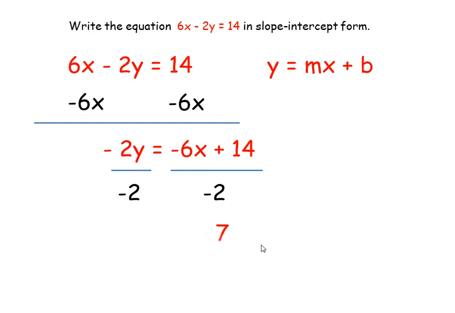Once I do that, we get y, because the negative 2's cancel out. Negative 2 divided by negative 2 is 1. This 3 comes from the negative 6 divided by negative 2. A negative divided by a negative is a positive, and 6 divided by 2 is 3. This negative 7 comes from positive 14 divided by negative 2, and a positive divided by a negative is a negative. 14 divided by 2 is 7. So our answer for this question is y equals 3x plus 7. Notice we divide the entire right side by negative 2.